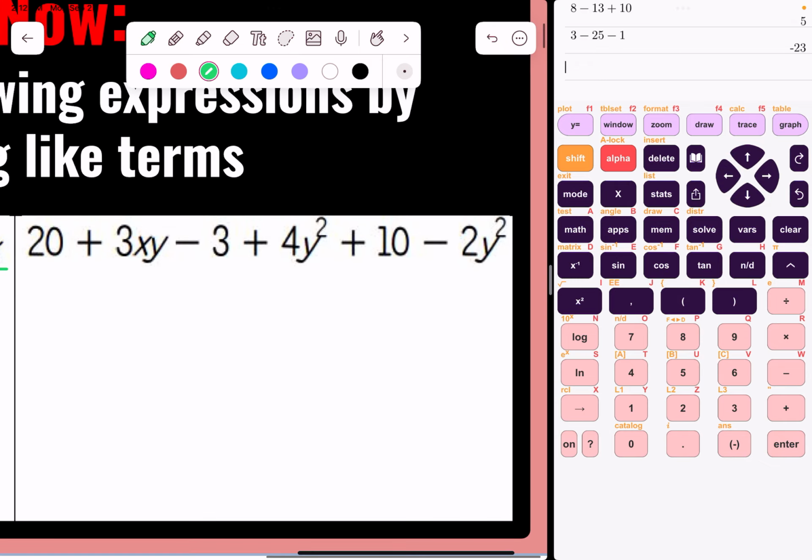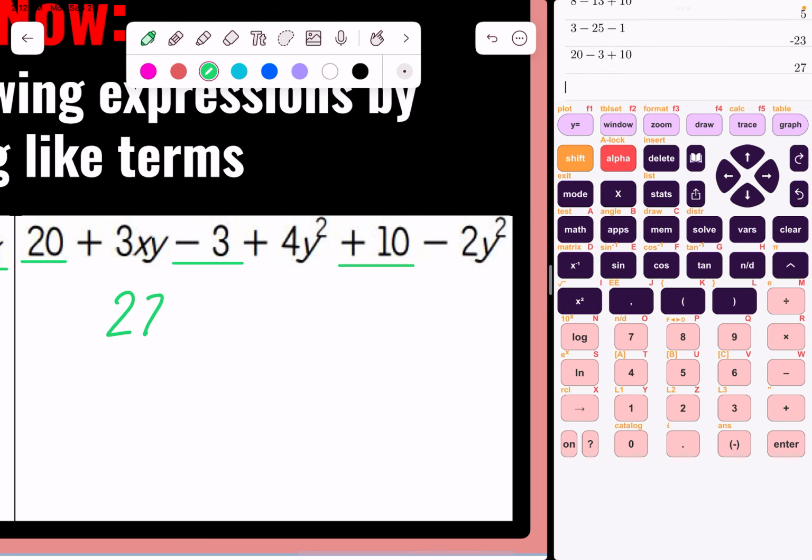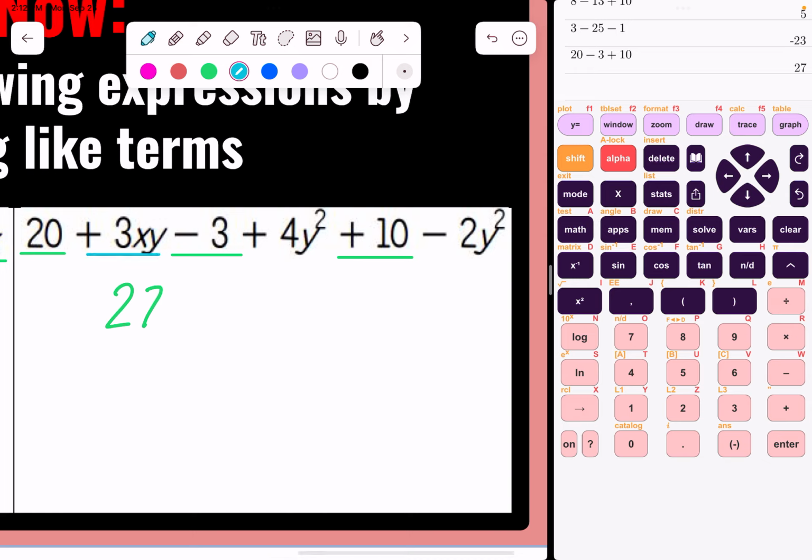All right, I have this 20, then this negative 3, and this 10. Those are all like terms because they're all just plain numbers, which we call constants. 20 minus 3 plus 10, that gets me 27. Okay, then I have this 3xy. I don't have any other xy, so I'm just going to write 3xy. And then I have 4y squared minus 2y squared, which 4 minus 2 is 2. So 2y squared.